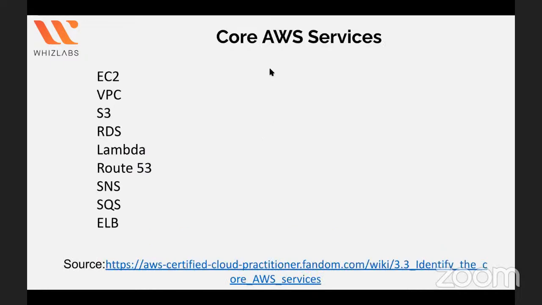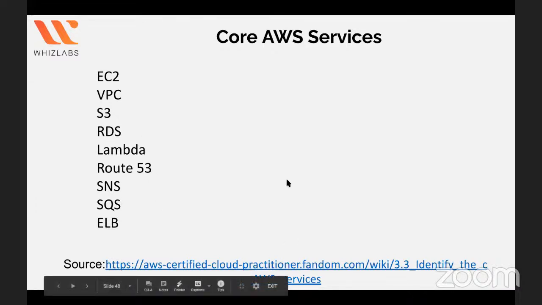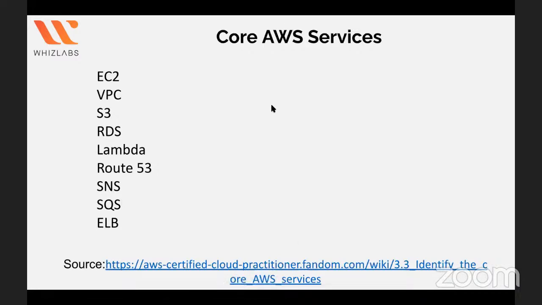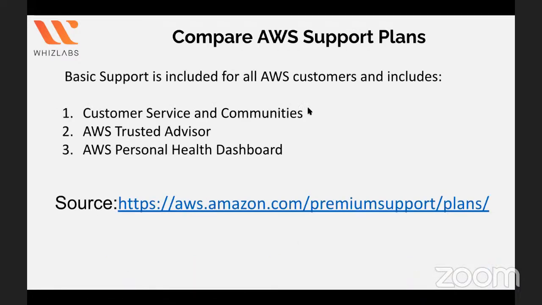Okay, so these are the core AWS services that everyone should know: EC2, VPC, S3, RDS, Lambda, Route 53, SNS, SQS, and ELB. There are more AWS services, but these are the core ones that are used everywhere. And now let's see the support plans of AWS.